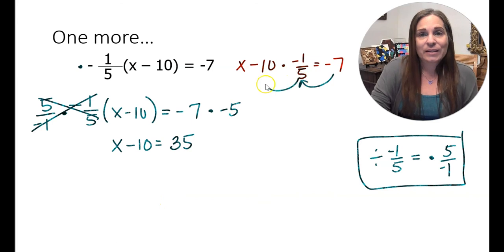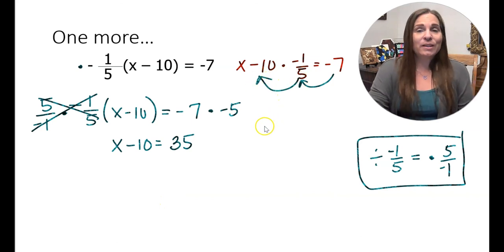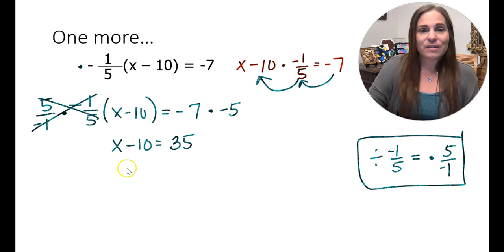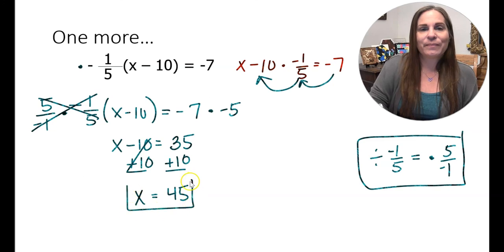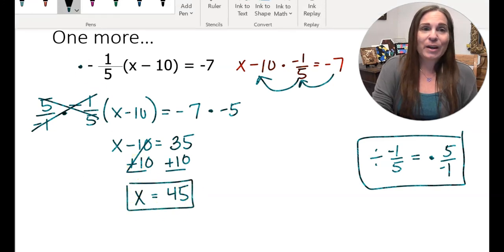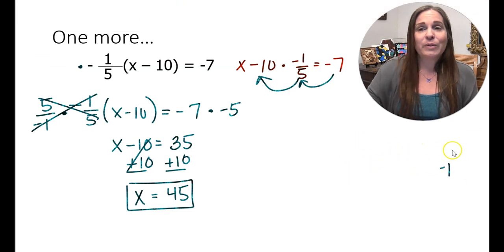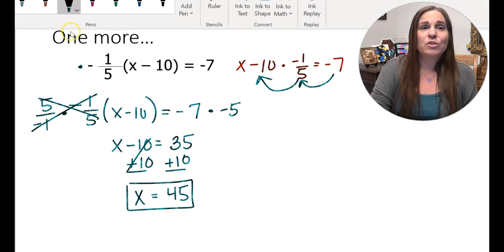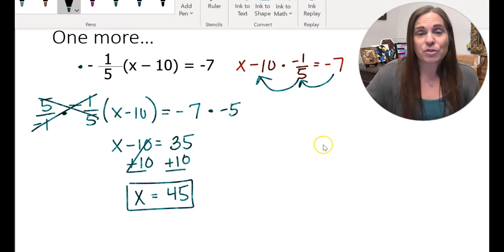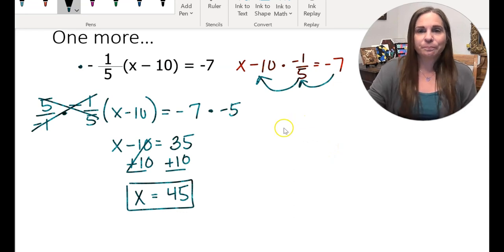Now I go back another step, and I'm undoing the subtracting of 10, so I would have to add 10. And I get x equals 45. Now, you do have another option for this problem. Anytime you have a number outside of the parentheses, you could always use the distributive property first. So I want to show you what that would look like.